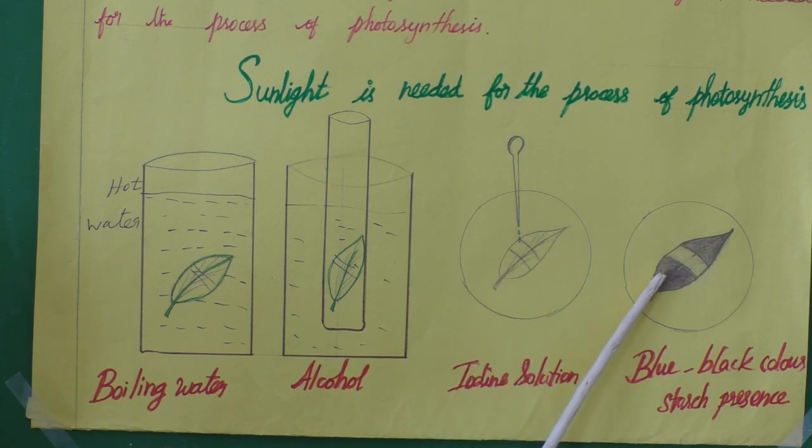So the parts where photosynthesis happens, both sides, show a blue black color. It indicates the presence of starch. It is the starch confirmation. And in the center part, photosynthesis did not happen, so starch was not prepared, so it remains pale white.